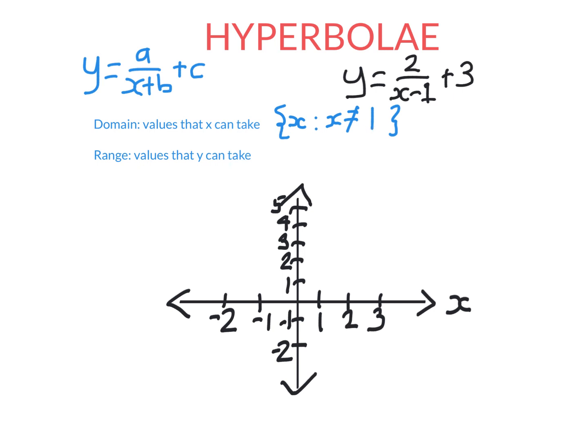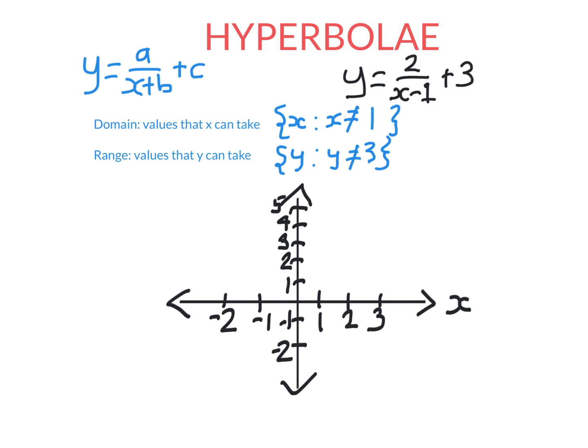Similarly for the range, there's a value that y can't take. Now this fraction here can never equal 0. You can never divide 2 by something to get 0. So if this can't equal 0, y can't equal 0 plus 3. So y can take any value except 3. So the range, the set of values y can take, is any value except 3. This is how we write it properly.